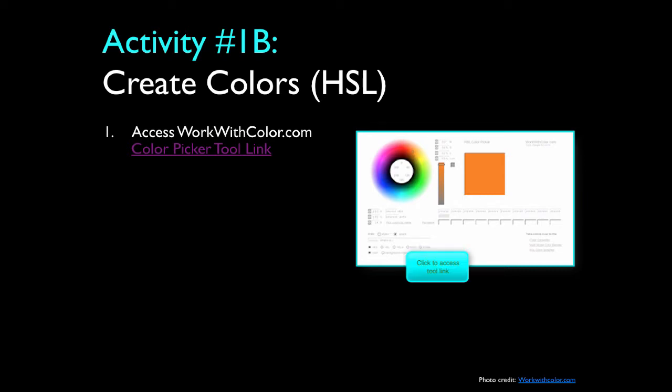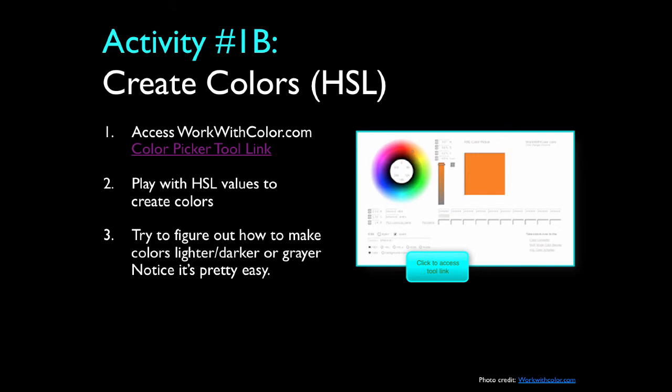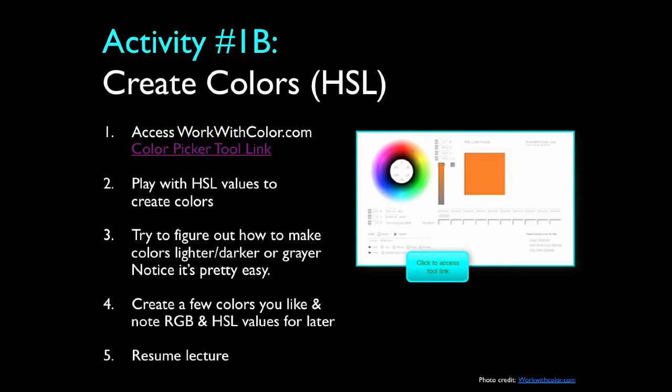All right, so now in activity 1B we're going to go back and create some colors, but now we're going to do it on an HSL basis. So I'm going to take you to a different tool here. This is workwithcolor.com, which has a lot of great tools. What I want you to do is play with those HSL values to create colors, and see if you can figure out how to make things lighter, darker, or grayer. And I think you'll notice that it's a heck of a lot easier than it is in the RGB system. Create a few colors you like, and please note both the RGB and the HSL values because we will use those later on. All right, and then you're going to come back. So hit the link and see you shortly.